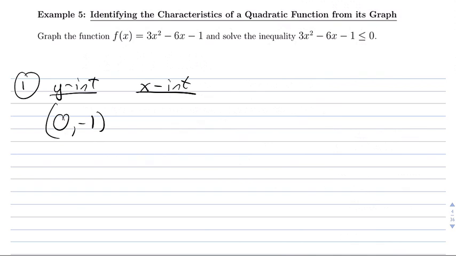So to find the x-intercept, what do we do? We set y to 0. So for the y-intercept, we set x to 0. For the x-intercept, we set y to 0. So if we set y to 0 and solve, we'll get 3x squared minus 6x minus 1. We're setting that equal to 0.